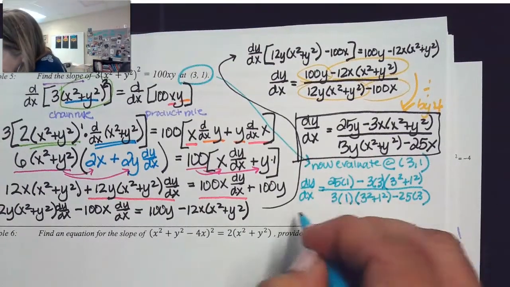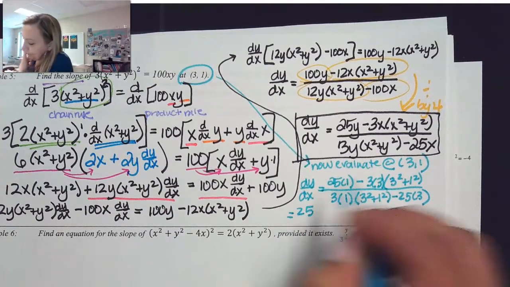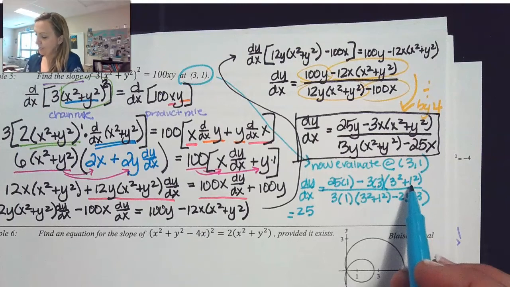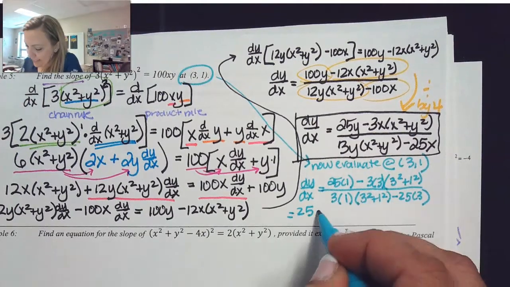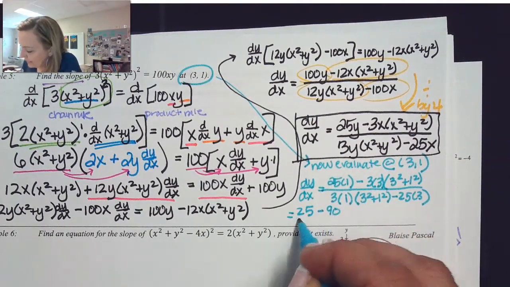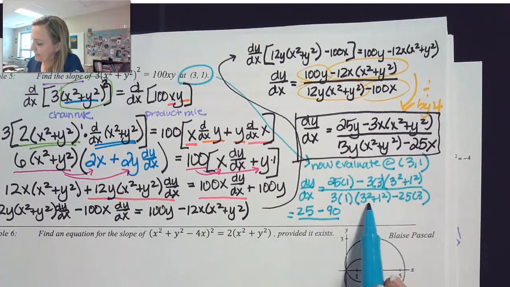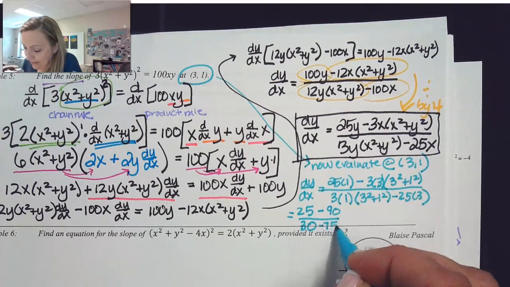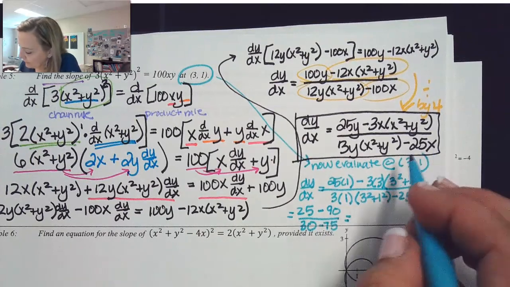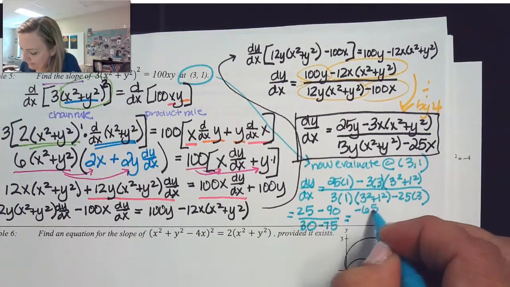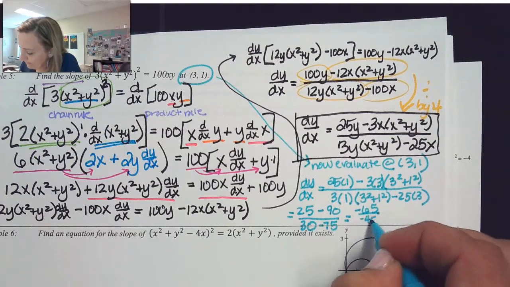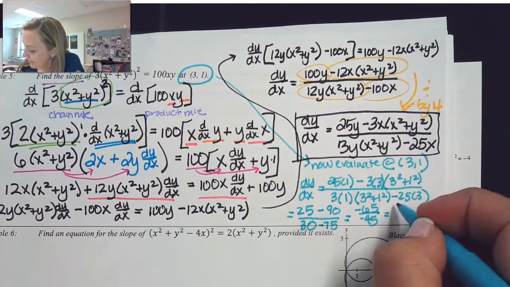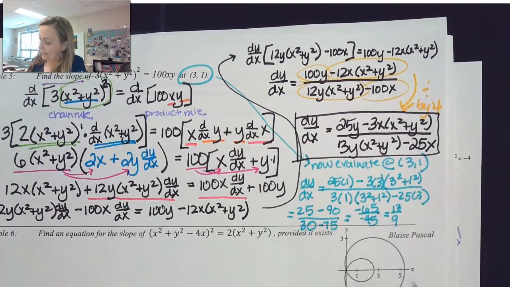So that's going to be 25. 3 squared plus 1 squared is going to be 10 times 9 is 90. So 25 minus 90. Again, this is 10 times 3, which is 30, minus 75. So that gives me negative 65 over negative 45. And we can divide each of those by negative 5. And that gives me 13/9.